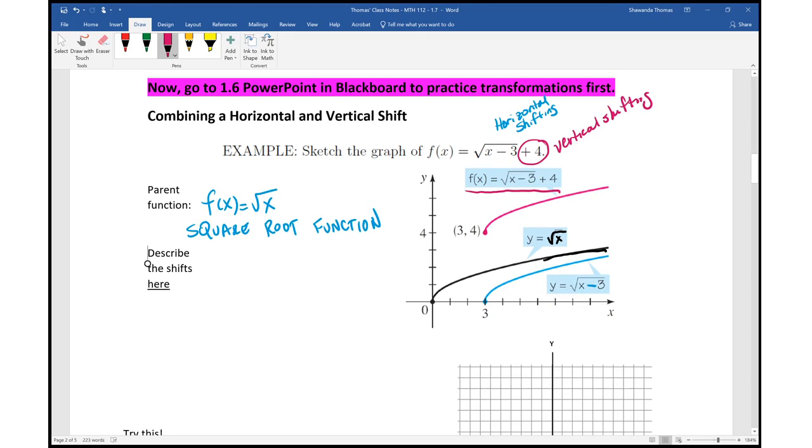So the shifts are the following. There was a horizontal shift. Where? To the right, 3 units. But there was also a vertical shift up 4 units. Up 4 units.